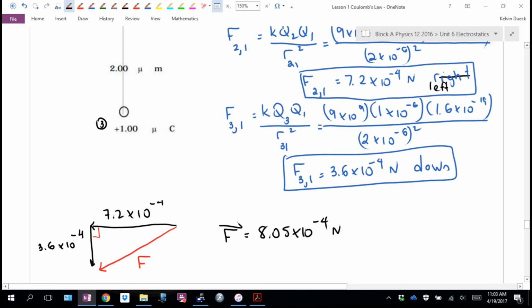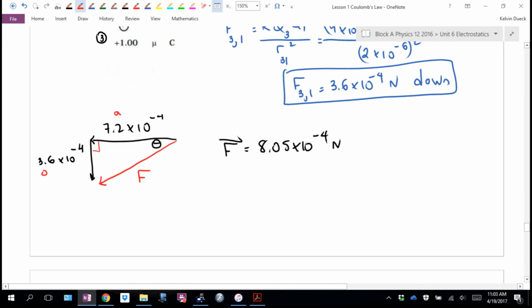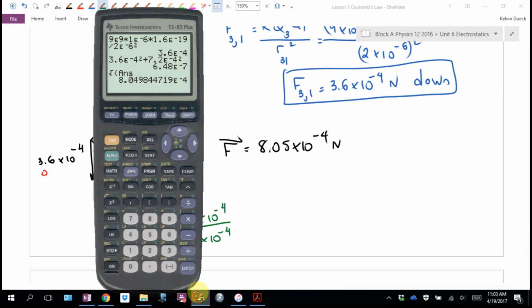Did they only ask for the magnitude, or did they also ask for the direction in the question? Direction. Okay. Am I going to put theta in the bottom left corner or in the top right corner? Right. Okay, it's always where I'm coming from. There's theta. This 7.2 adjacent, yes. This 3.6 opposite. Which trig function? Tan. So I can go tan theta equals opposite over adjacent. Make sure you're in degrees.